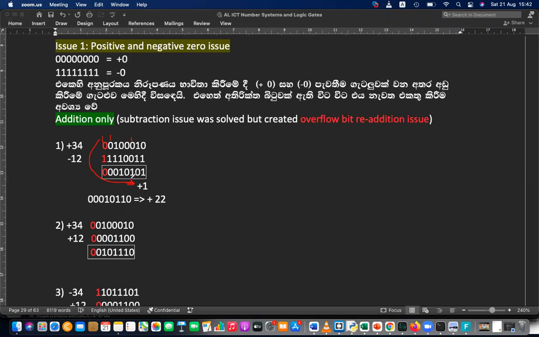You can put an arrow and show that. That is overflow bit re-addition. Please write this down, and also show the example 34 plus minus 12, and show both examples, right? This one and this one both, because in some cases you don't want to re-add. Re-addition is not required, but in some cases re-addition is required.